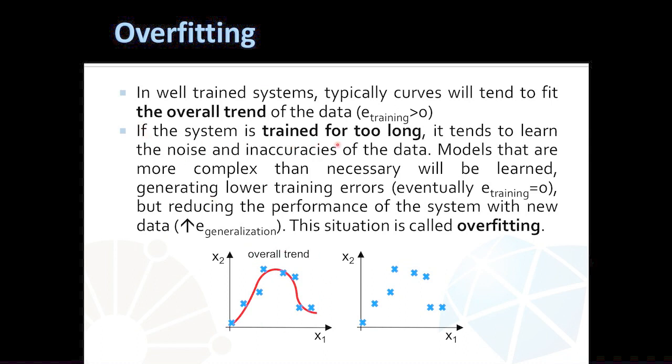If the system is trained for too long, it tends to learn the noise and inaccuracies of the data. Models that are more complex than necessary will be learned, generating lower training errors. Eventually, we can have a training error equal to zero, but reducing the performance of the system with new data. In other words, we can have high generalization errors. This situation is called overfitting. In other words, the system is super specialized and it's not capable of suitable generalization to points close to those in the training set.